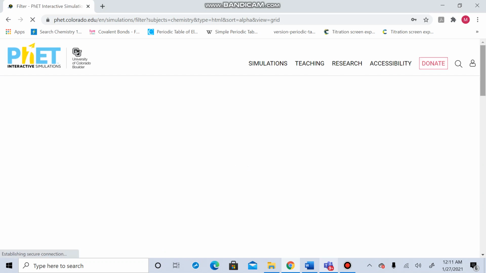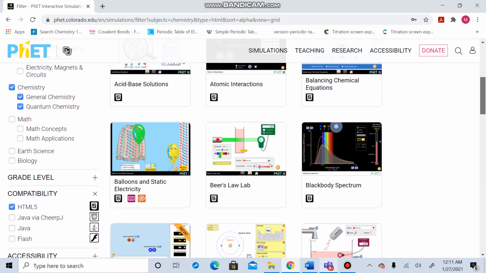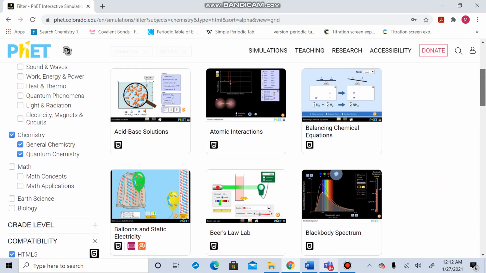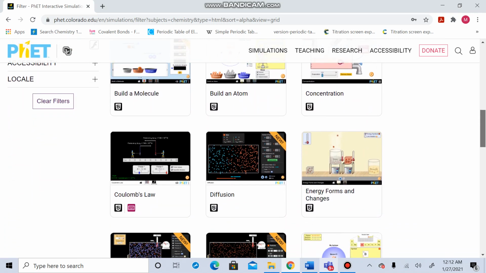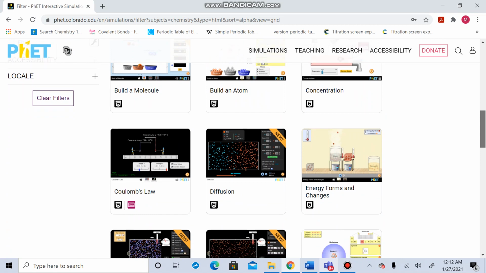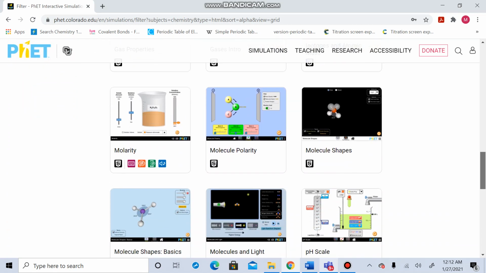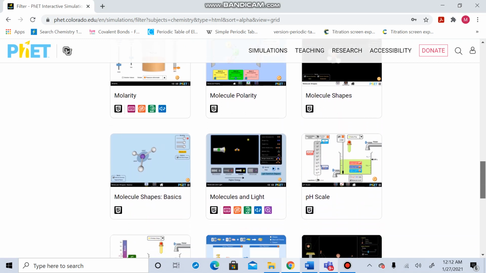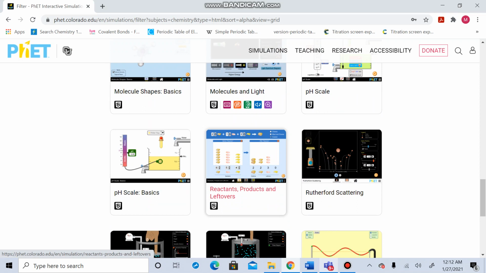And then you're going to see hundreds of topics, really nice topics that are really interesting and can really engage students, from balancing chemical equations to concentration, molarity, how to build an atom, how to build a molecule, the very basic chemistry, to kinetic molecular theory, molecular polarity, VSEPR. They have amazing simulations for VSEPR. What we are interested in for this topic is reactants, products, and leftovers.